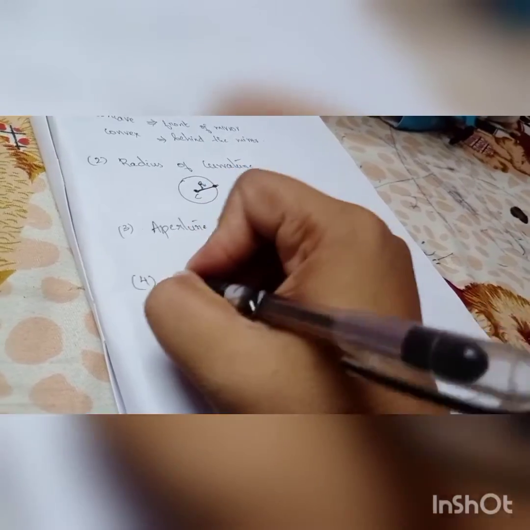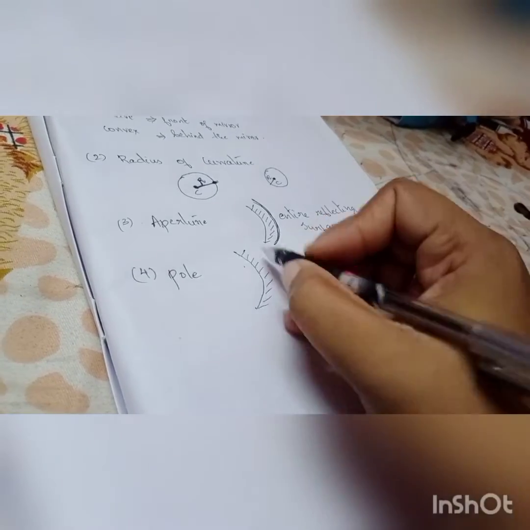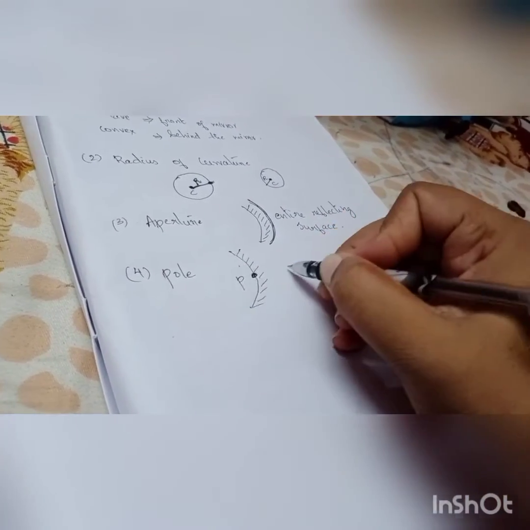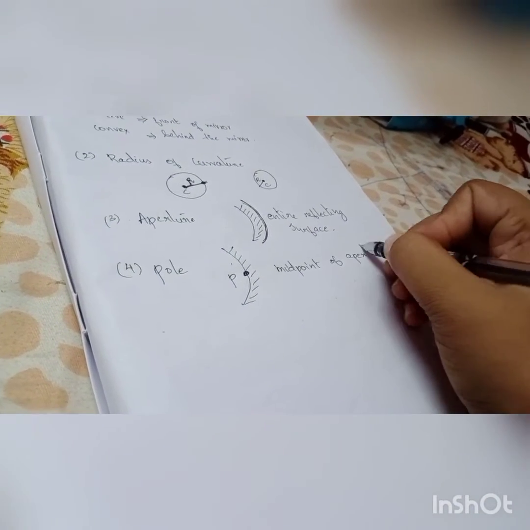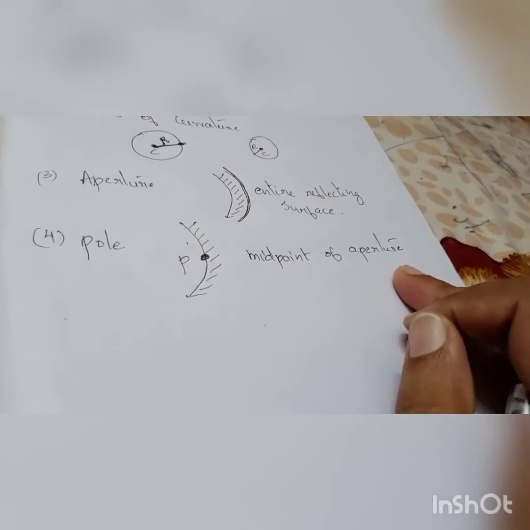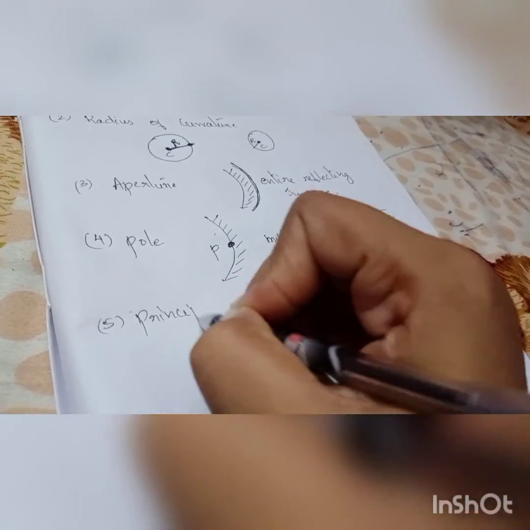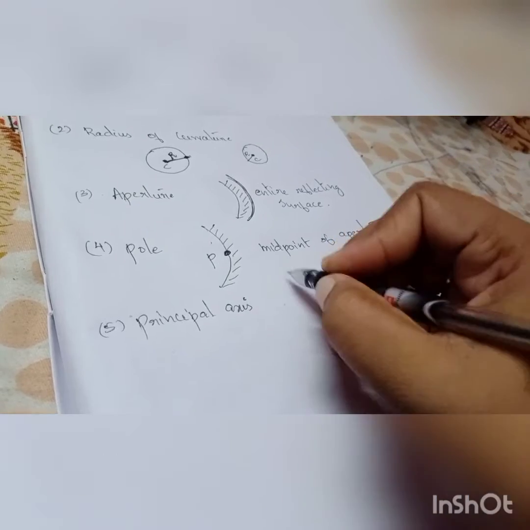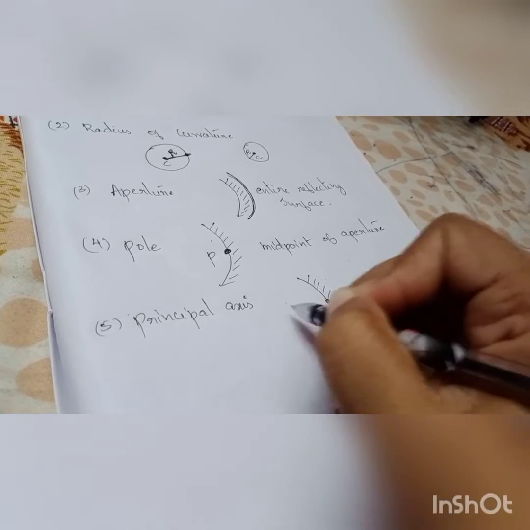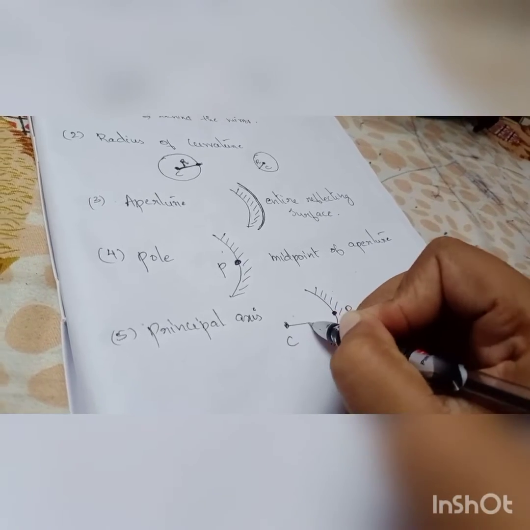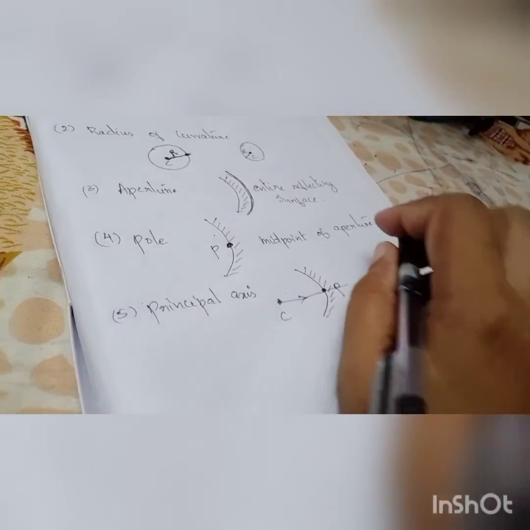The fourth point is pole. If this is the aperture, or the reflecting surface, then the midpoint of the aperture is called the pole. Now the last one, the principal axis. This is my reflecting surface, this is my pole, and this is my center of curvature. Any line which joins the center of curvature and the pole is called the principal axis.